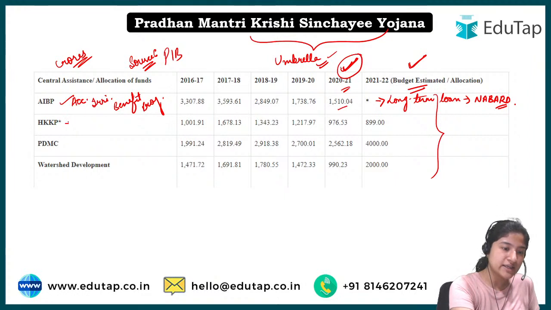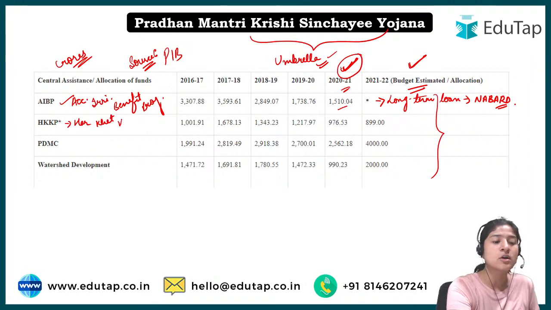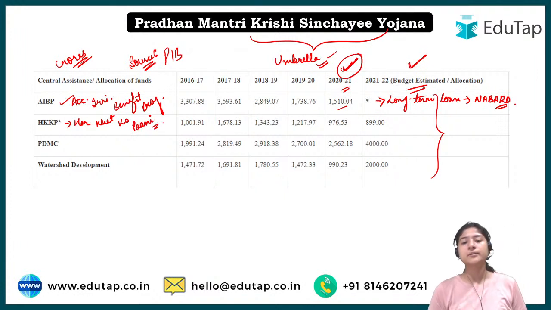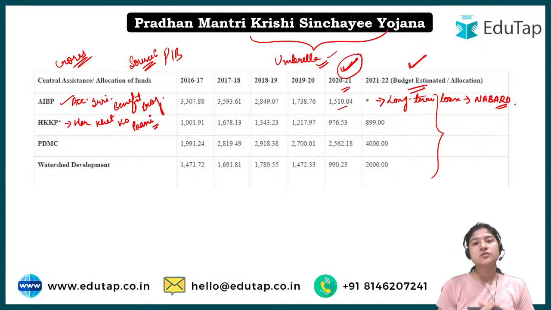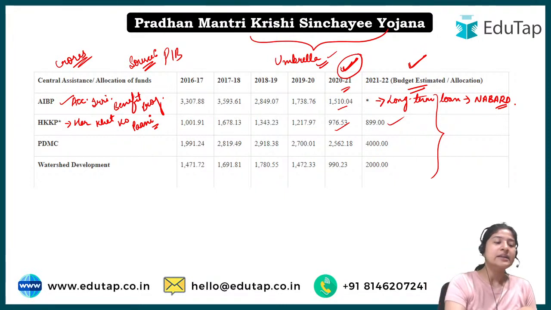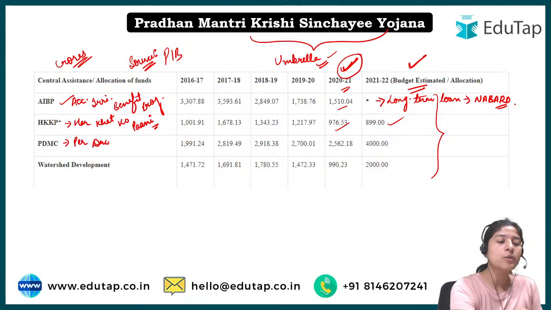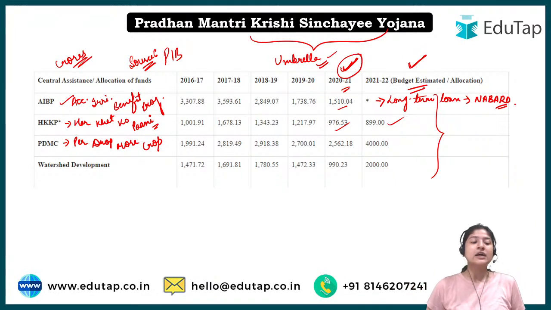Then second is HKKP, that is Har Khet Ko Pani. That is also the motto of PM Krishi Sinchayee Yojana. Har khet ko pani means what? Every land must have water. Okay, so for that 899 crore has been estimated for 21-22, but for the previous session it was 976. Then what is PDMC? That is Per Drop More Crop. Okay, per drop more crop is what we talked about with water efficiency earlier, right? So every drop of water counts, and we must use it efficiently and grow more and more crops. And for that the estimate is 4000 crore, but for the year that was going on, from 2020 to 2021, it was 2562 crore.